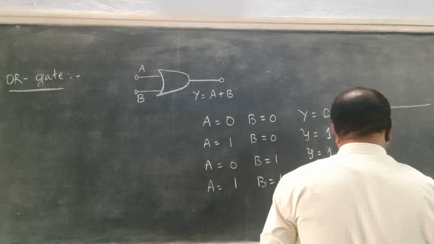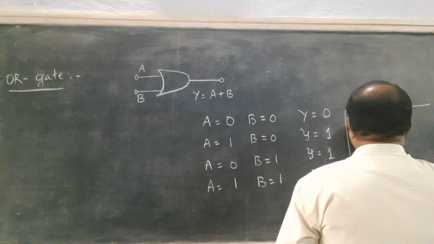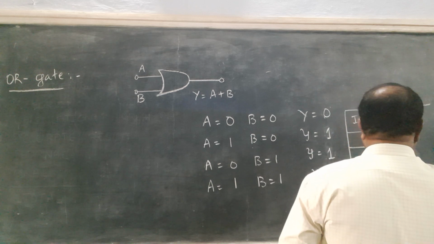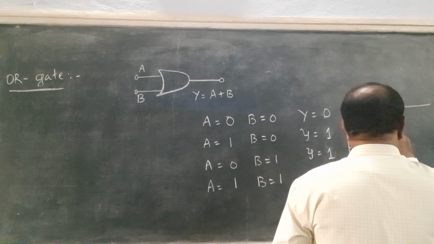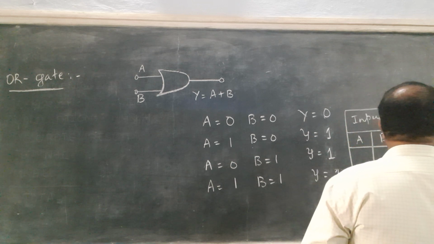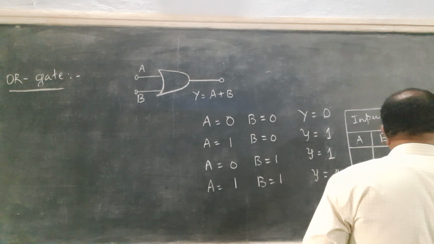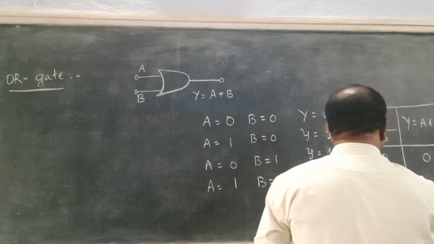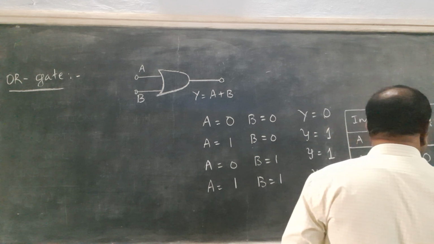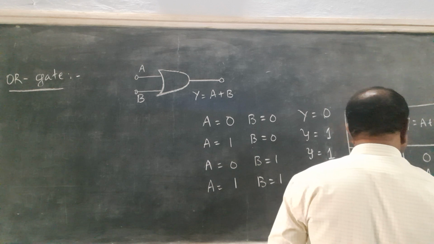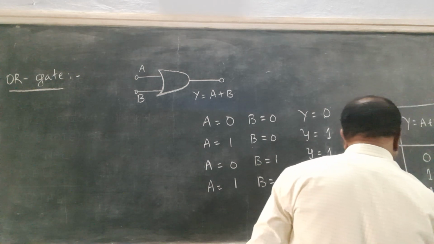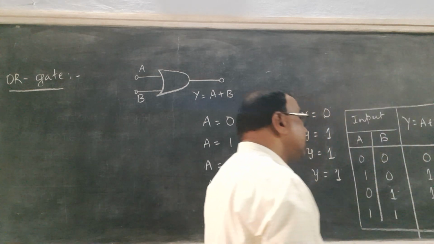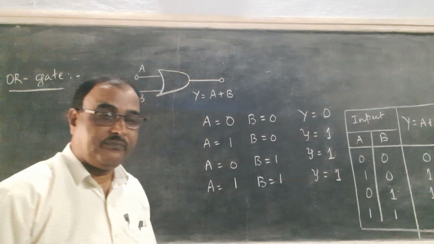So you can write the truth table as input, A and B, output Y, that is equal to A plus B, right? So both are 0, 0, output is 0. When A is 1, B is 0, output is 1. When this is 0 and this is 1, output is 1. And when both are 1, output is 1, right? So this is the truth table of the OR gate.